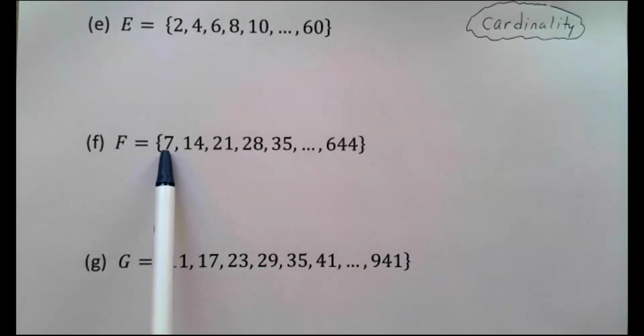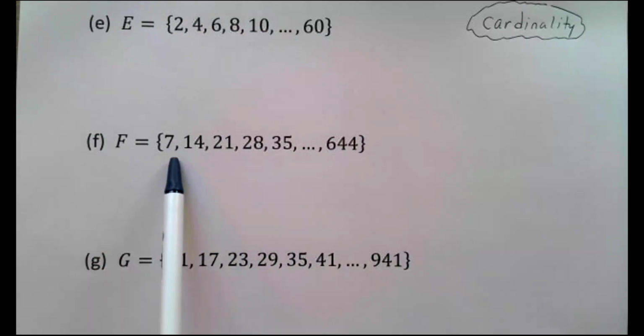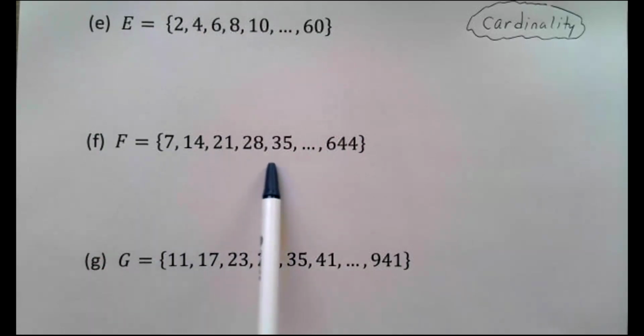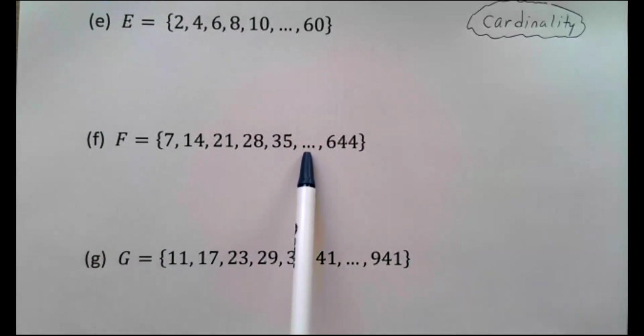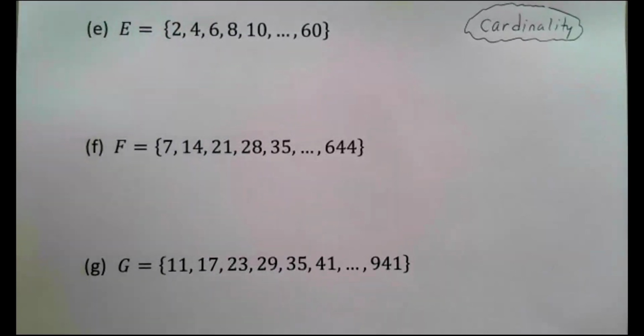And same thing here. We started a pattern, 7, 14, 21. We're adding 7 each time. Plus 7, plus 7, plus 7. Keep doing that. So 42, 49, 56, all the way up to 644. And then this last one's the most difficult. 11, 17, 23, 29. There is a pattern. We're adding 6 each time, if you notice that. 11 plus 6 is 17. 17 plus 6 is 23. 23 plus 6 is 29. So 41 plus 6 would be 47, and then 53, and then 59, all the way up, and then we stop at 941. It's a tough one.